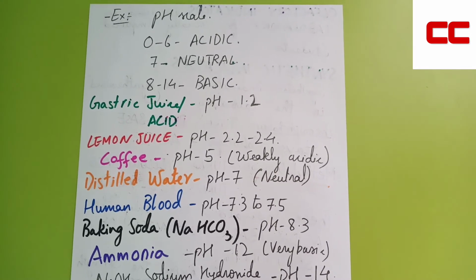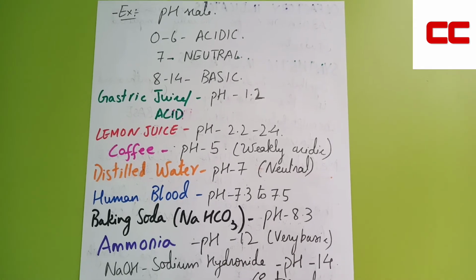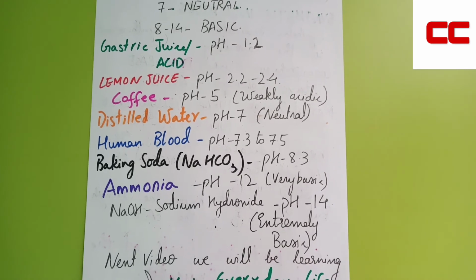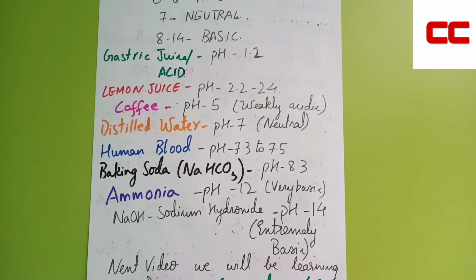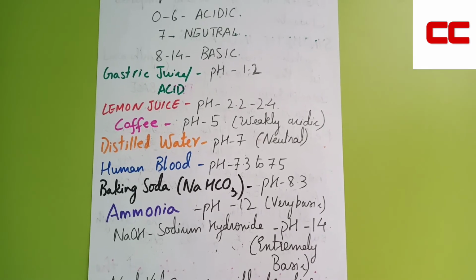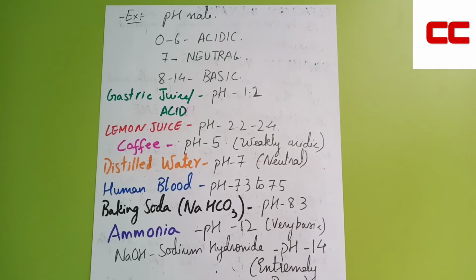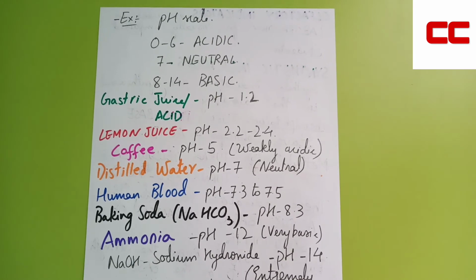And coming to coffee, it is weakly acidic because its pH is 5, and 5 is very close to 7, and 7 is neutral. Distilled water is neutral because its pH is exactly equal to 7. That's why distilled water is neither an acid nor a base. And human blood is not an acid because its pH value is more than 7. It is 7.3 to 7.5.